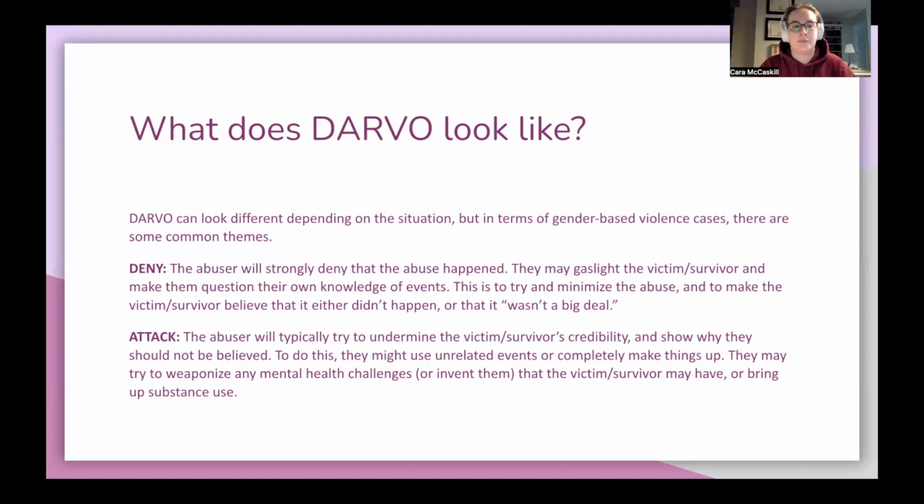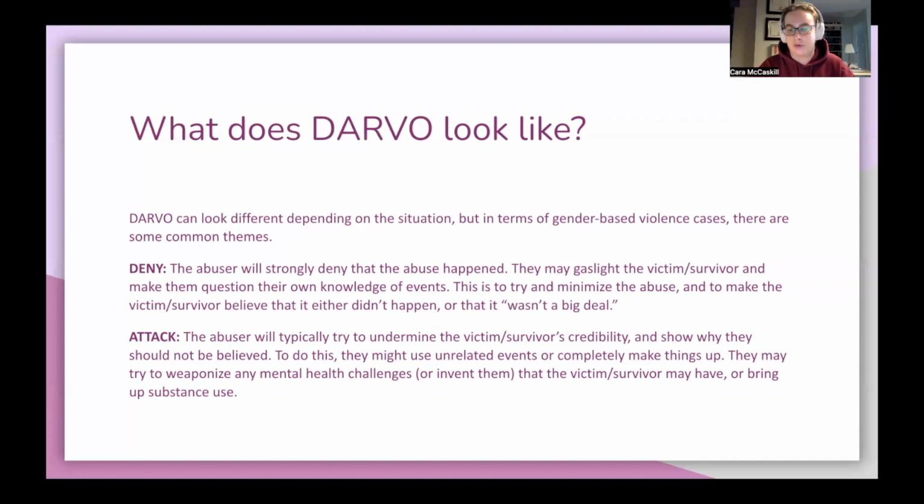The A is attack. In this situation, the abuser typically tries to undermine the victim or survivor's credibility, to make out that they're not believable and give reasons why they shouldn't be believed. There are a lot of ways somebody might do this, but for example, they might use completely unrelated events. They might lie and make things up. They might try to weaponize the victim or survivor's mental health challenges or invent mental health challenges that the victim or survivor might have. They might bring up substance use, and all of this is a way to try and make the victim or survivor's credibility less.